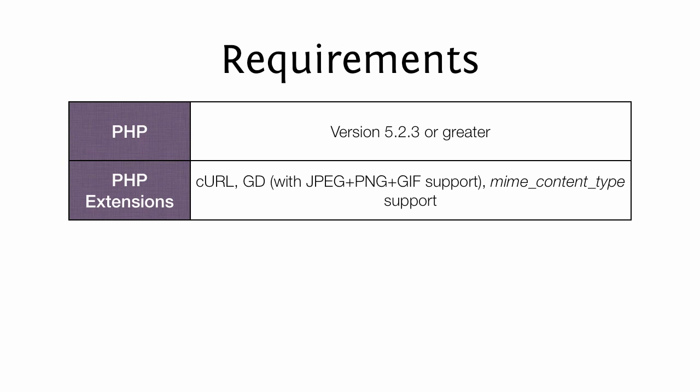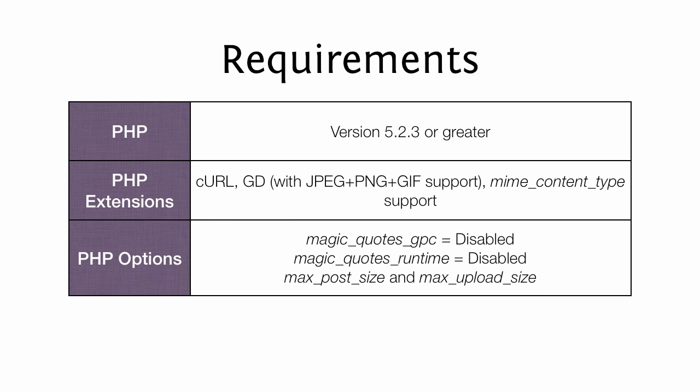There are also a few PHP options that are required for Amalia. Both Magic Quotes GPC and Magic Quotes Runtime need to be disabled. And you might also want to set max post size and max upload size to whatever you want in php.ini so that your users can upload files of a size you choose.